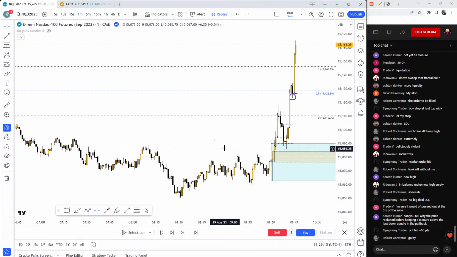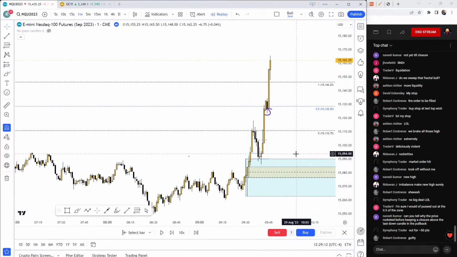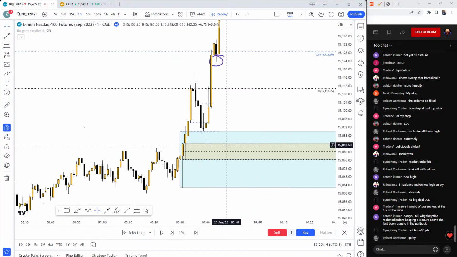Can you tell why the price rocketed before keeping a closure above the last down candle in the pullback? You're talking about like when it sold off here?